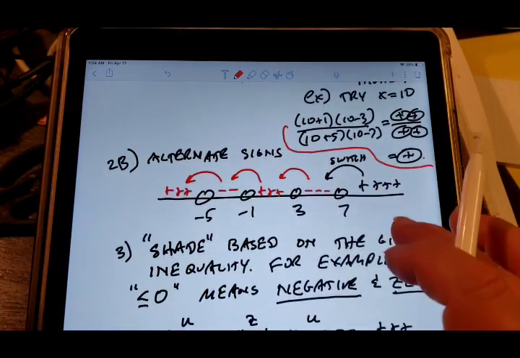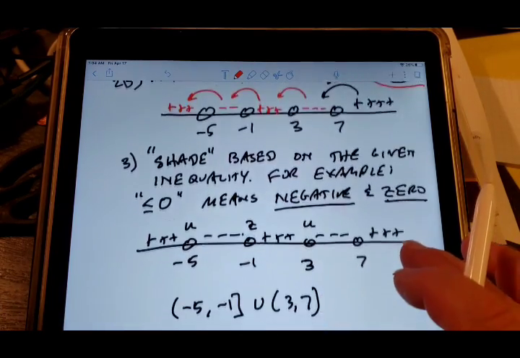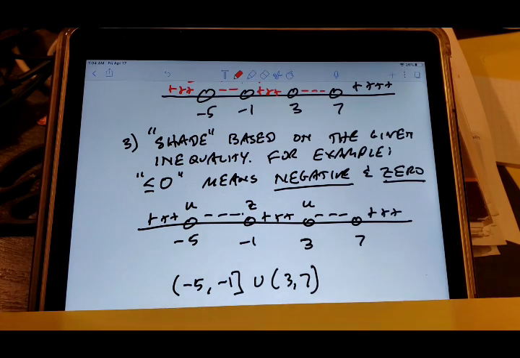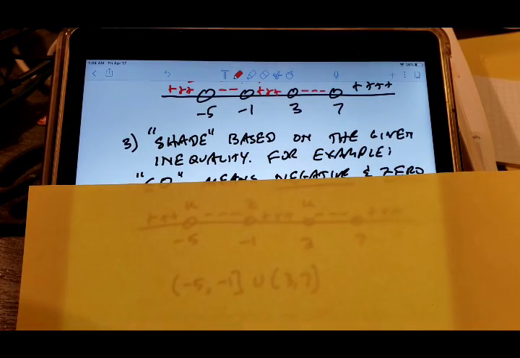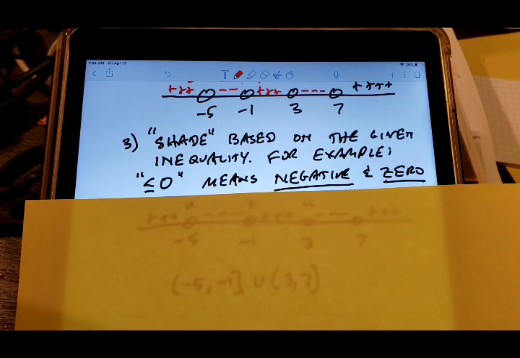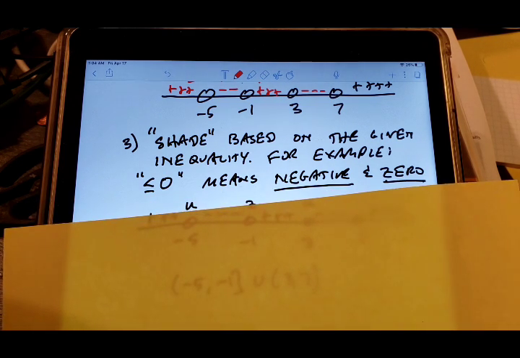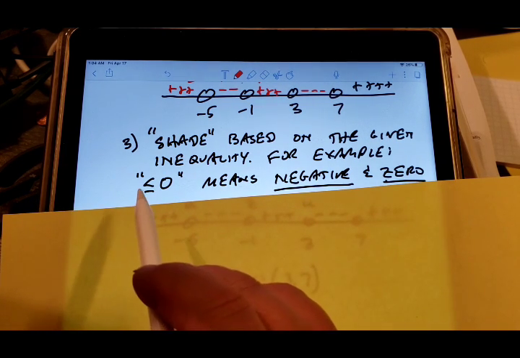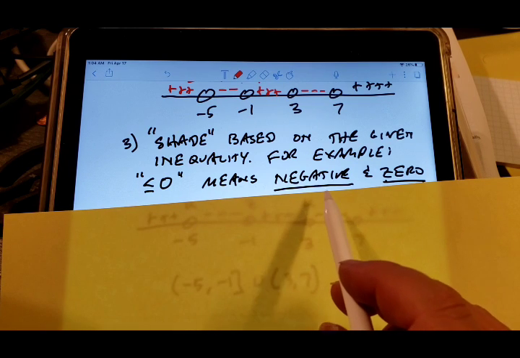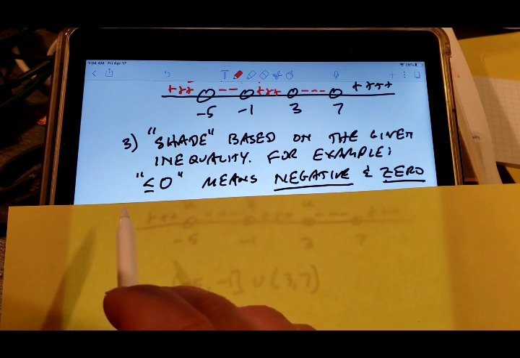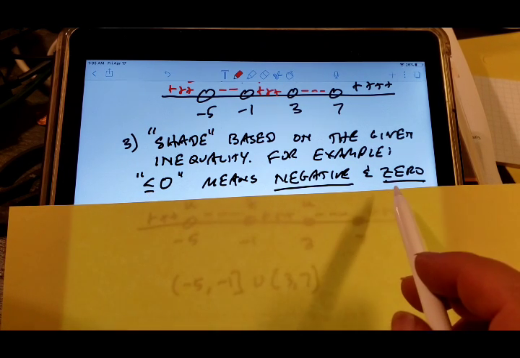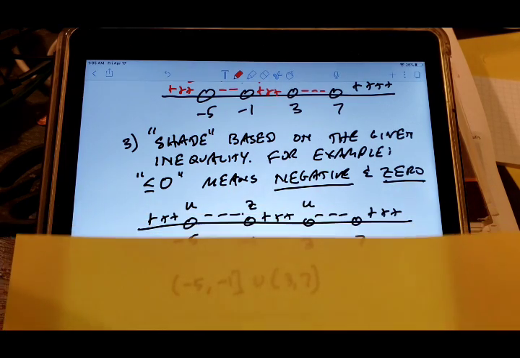And then I called this step 3. Shade based on the given inequality. This particular example had a less than or equal to 0. So you have to put this into words. In other words, what does it mean when you say less than 0? Well, that means negative. And what does it mean when you say equal to 0? Well, that means 0.